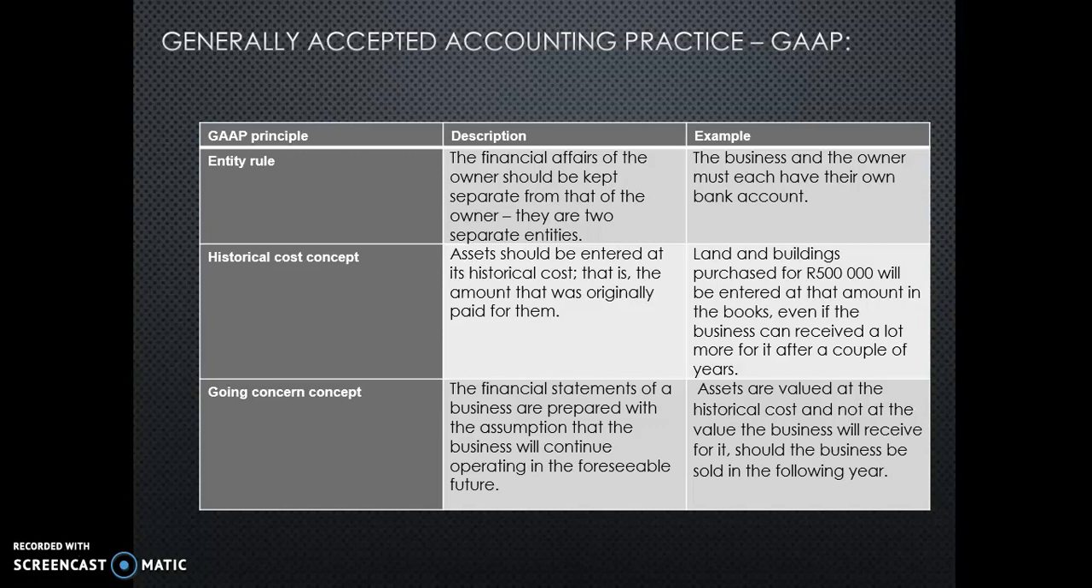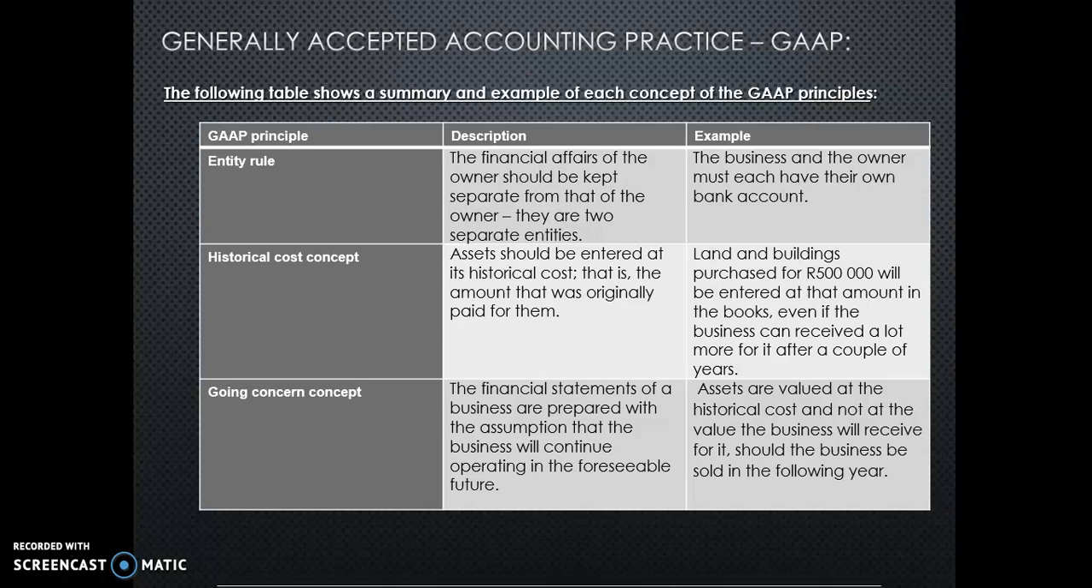The entity rule you should know from EMS, that the financial affairs of the owner and that of the business should be separate. Historical cost concept you also dealt with now. It is the basis of why we do the depreciation calculation. Going concern means that a business must be foreseen to continue in the foreseeable future.